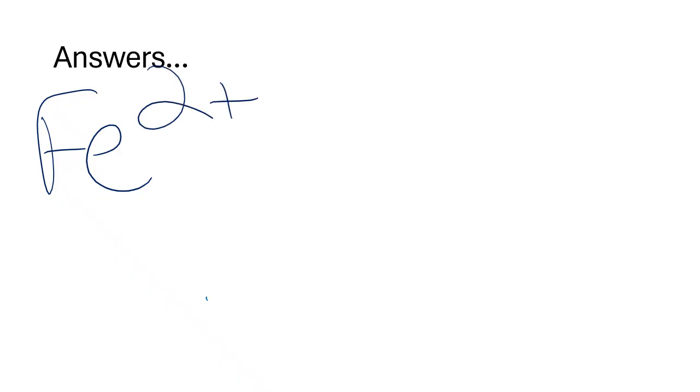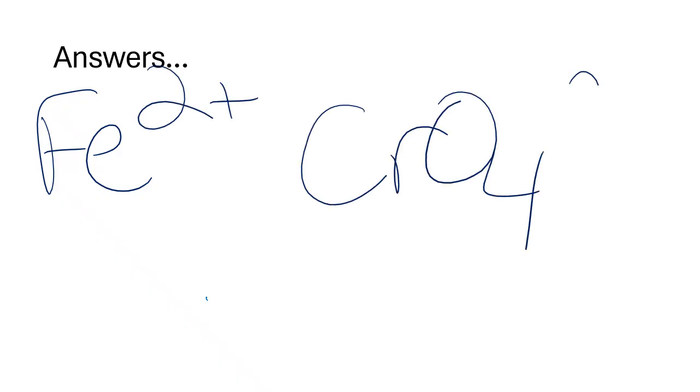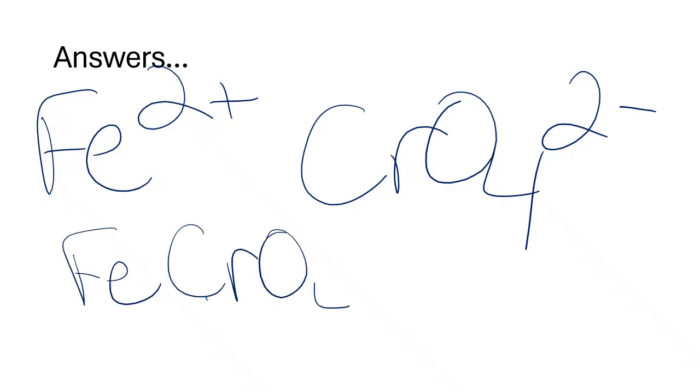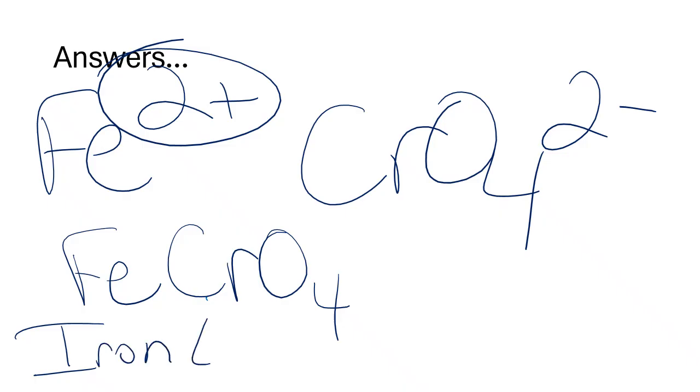Lastly, we have a Fe 2+ and a chromate. Now these just cancel each other out, so no parentheses are needed. But iron is not in group 1, group 2, or aluminum, nor is it silver or zinc. I should use those as well. Therefore, we have to identify the charge as +2. This is iron(II) chromate.